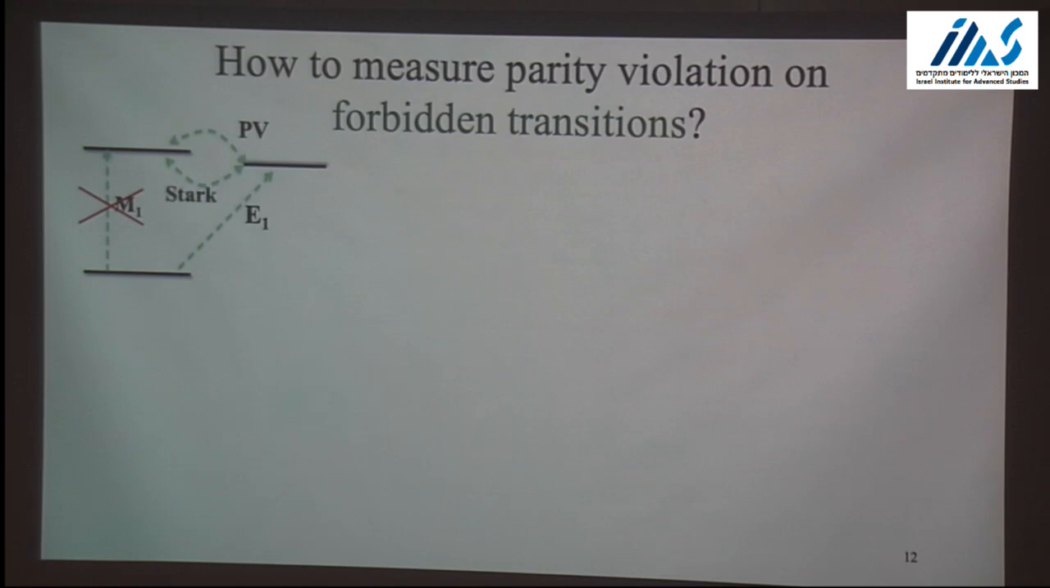So then the Bouchiats came up with a brilliant second trick here. They said, well, let us apply an electric field and introduce some Stark mixing, some artificially induced mixing between these states.